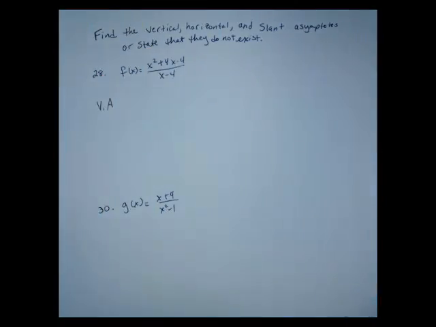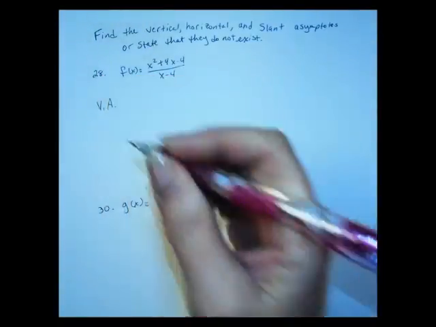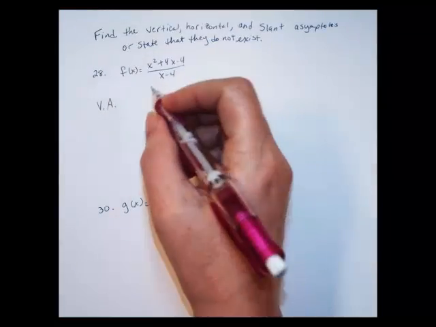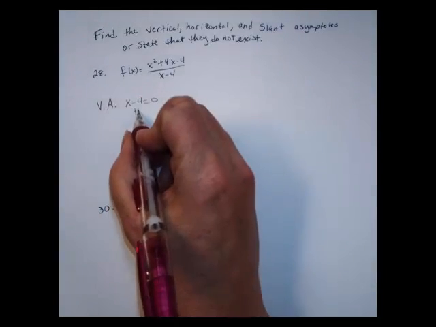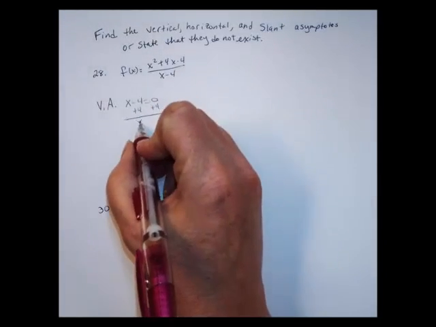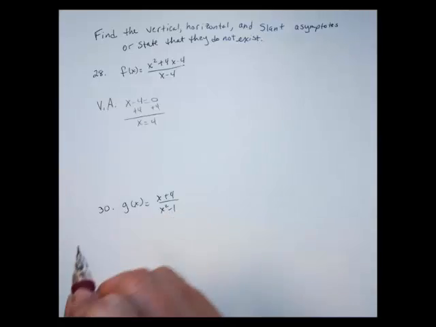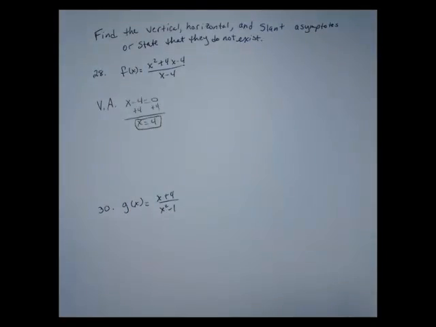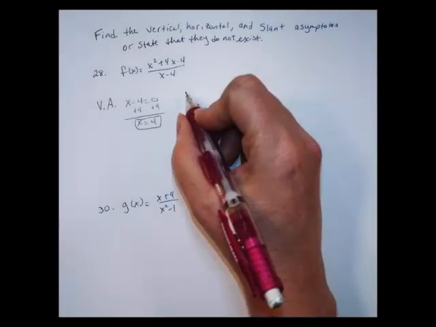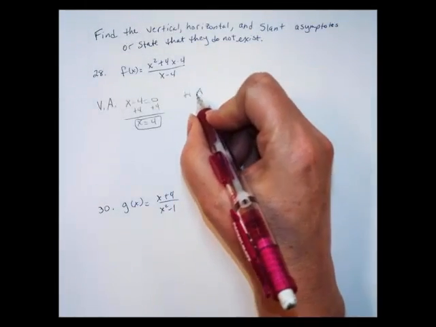It's the same thing that we did on domain problems. I'm going to write VA for vertical asymptote, so I don't have to keep writing the big words, and all you're going to do is take the denominator and set it equal to 0. That's all you do. Add the 4 over, and you get x equal to 4. That is your vertical asymptote right here. Okay. For our horizontal asymptote, I'm going to write HA.